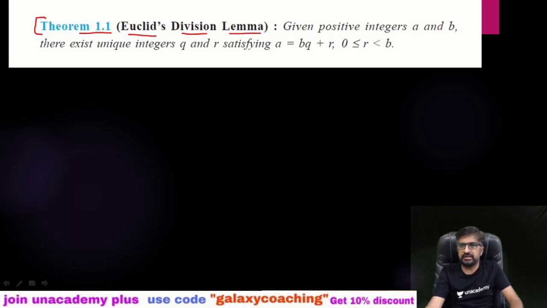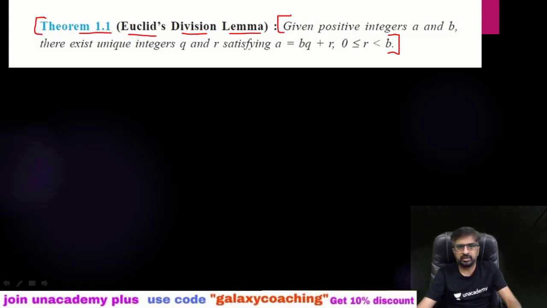Given positive integers a and b, there exist unique integers q and r satisfying a equals bq plus r, where r is greater than or equal to 0 and less than b. You are not going to understand anything out of this statement directly, and they are going to ask you this theorem for 1 mark. I have seen this theorem for 1 mark in many board examination papers. They just write "state Euclid's division lemma" and you need to write down this statement.